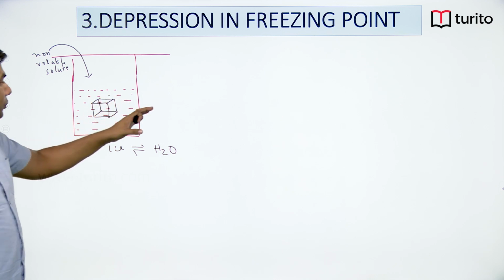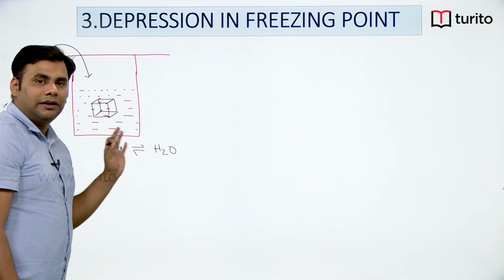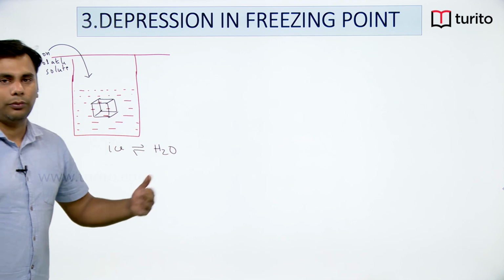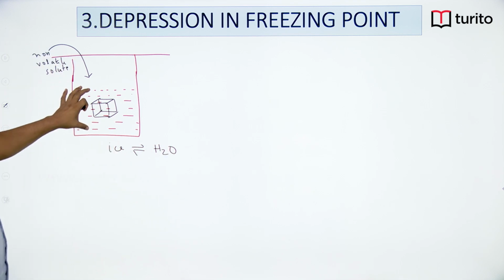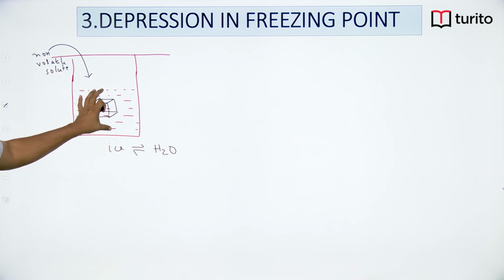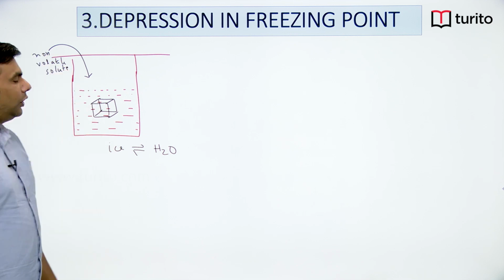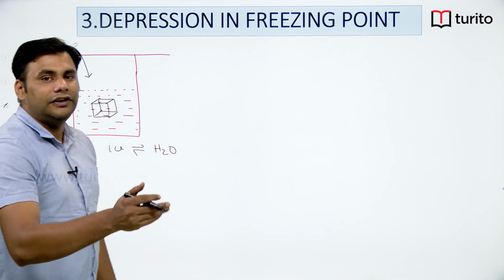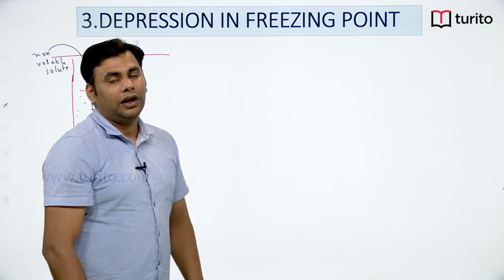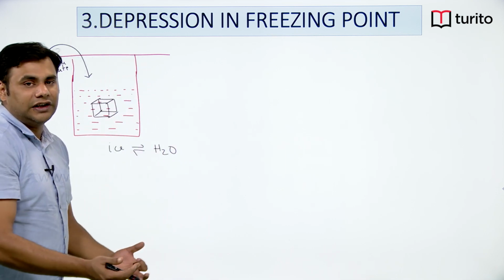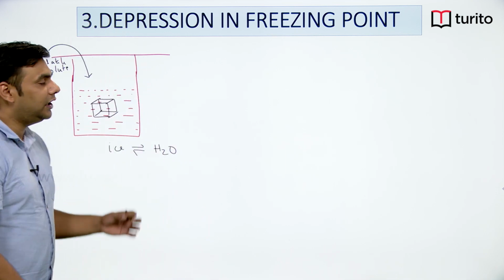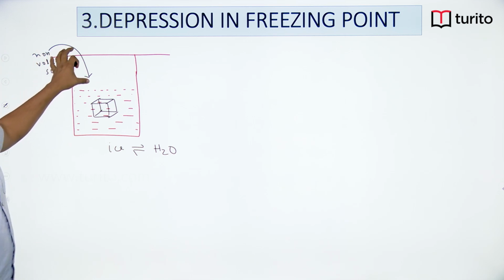Okay, so we have to even lower the temperature. We have to go to some minus, say -2 or -3 degrees Celsius. Then only will the solidification process start again. So upon addition of non-volatile solute, we are saying that the freezing point decreases. Okay, now this depression in freezing point is proportional to the amount of non-volatile solute you are adding.